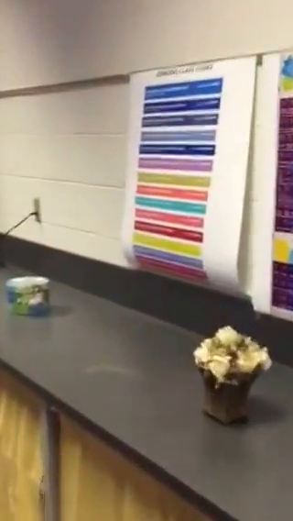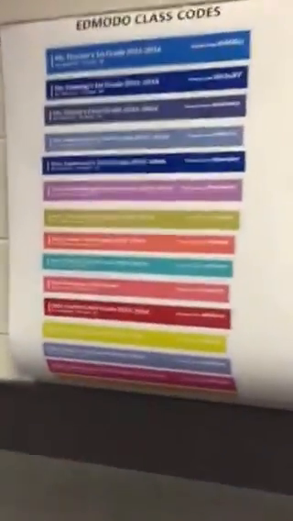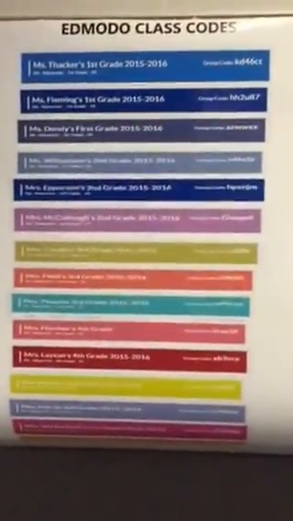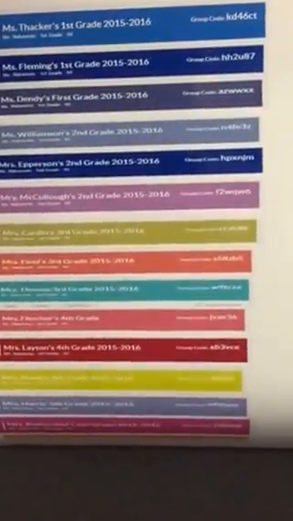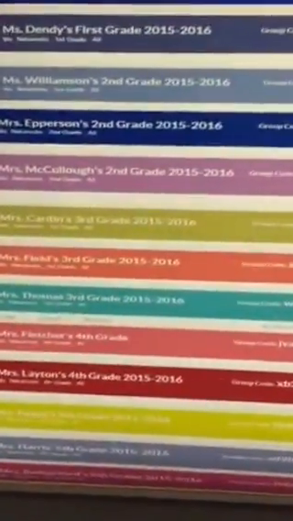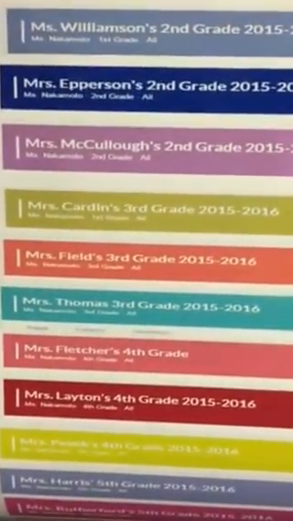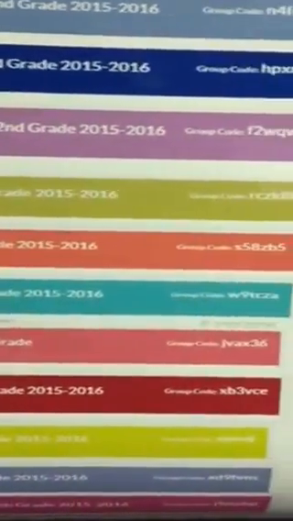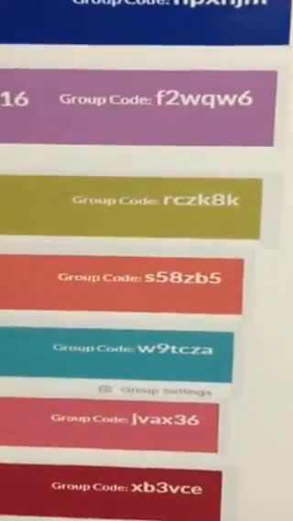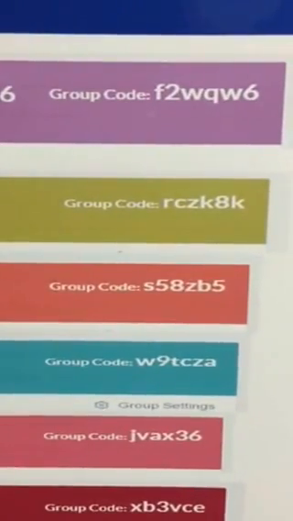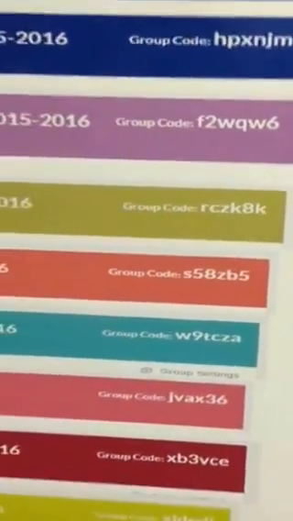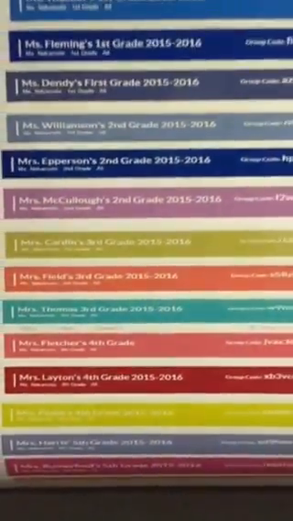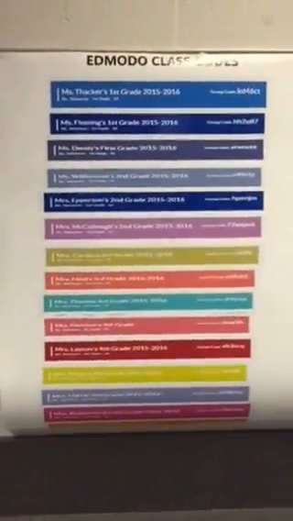Over here are the class codes for those of you that remember Edmodo. And say you're in Miss Fields' class, okay? You're going to go into Edmodo, you're going to add a group, and you're going to use that group code, S58ZB5, okay? And then that is going to add you to the Edmodo class.